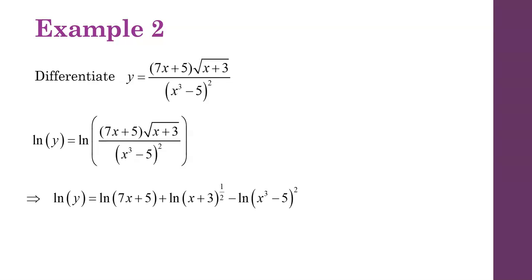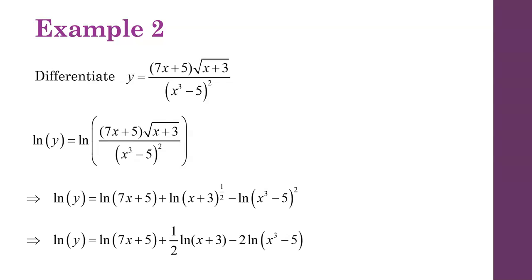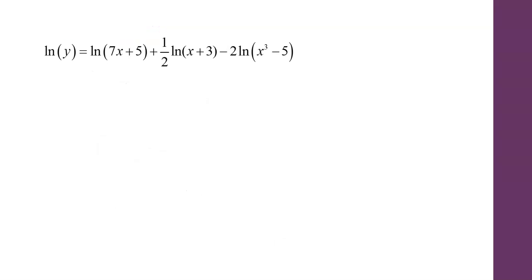Okay, so the next thing we'll do is deal with the exponents, using the third property that we saw. So the exponents can come to the front and become coefficients. So we have 1/2 natural log of x plus 3 instead of natural log of x plus 3 to the 1/2. And then the exponent 2 has moved to the front and has become a coefficient.